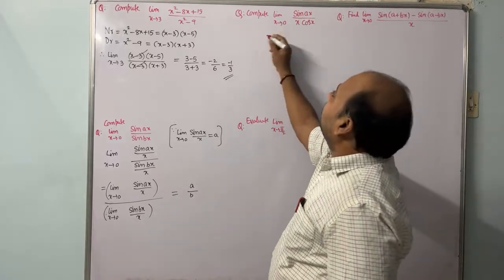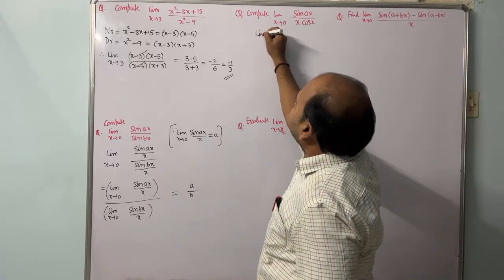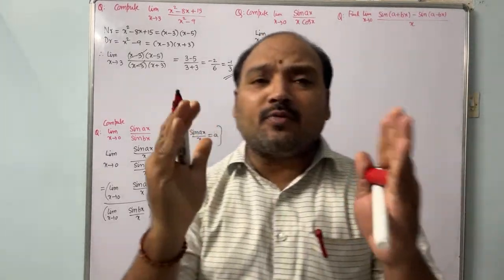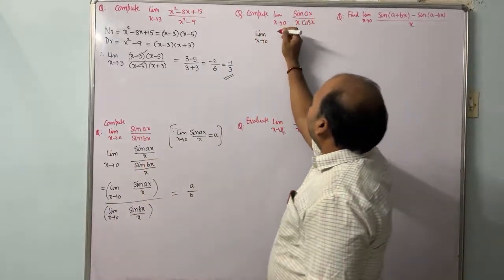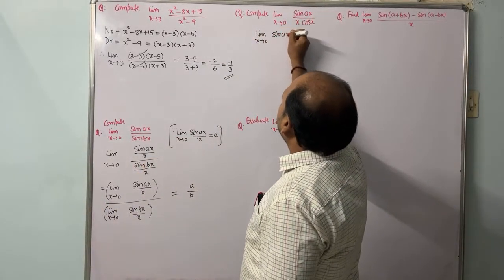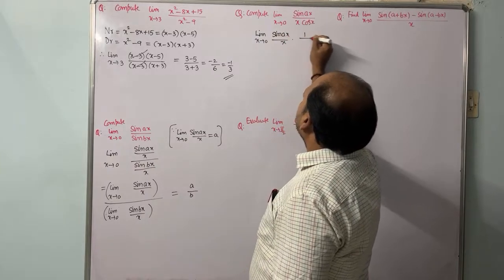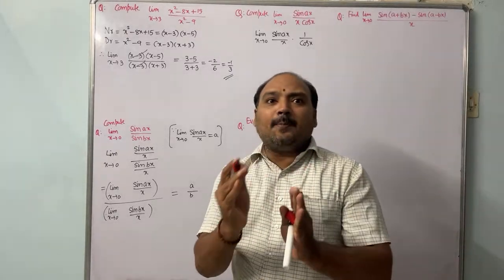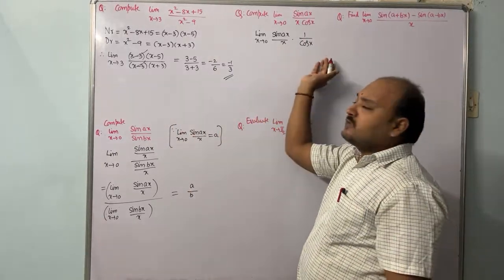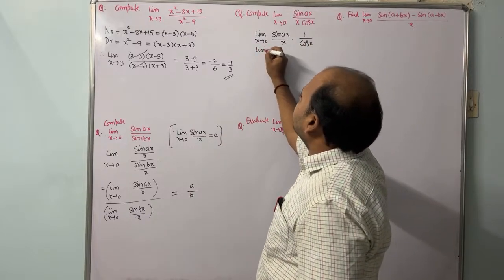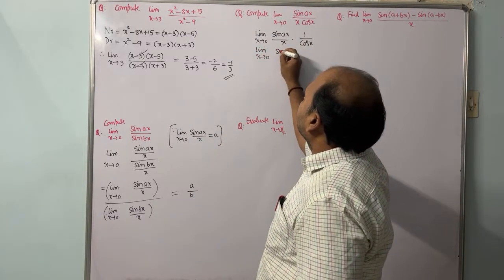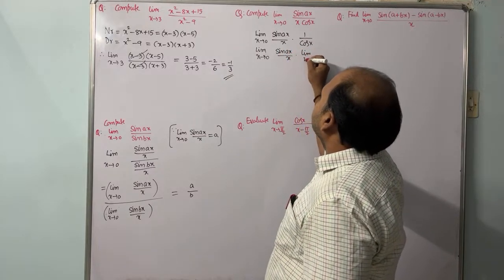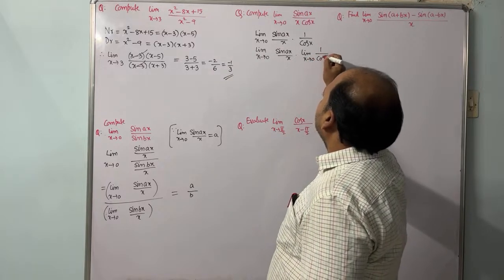Now this question here, limit x tends to 0. We can write this given limit as a product of two functions. One is sin ax divided by x, into 1 by cos x. So we wrote the product of two functions. Now we can apply the limit for the first function as well as the next function: product of two limits, limit x tends to 0, sin ax by x into limit x tends to 0, 1 by cos x.